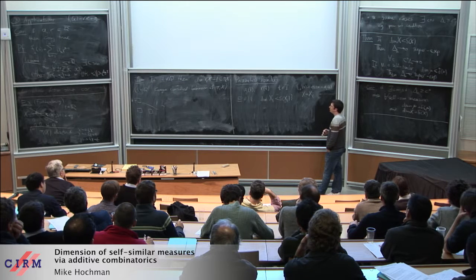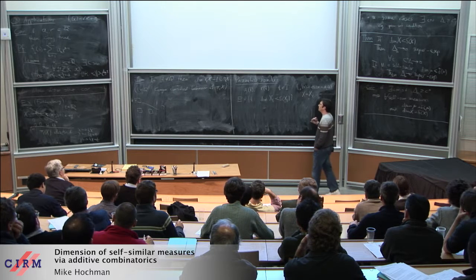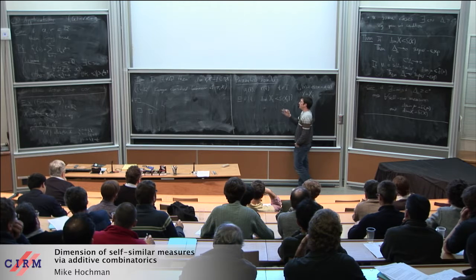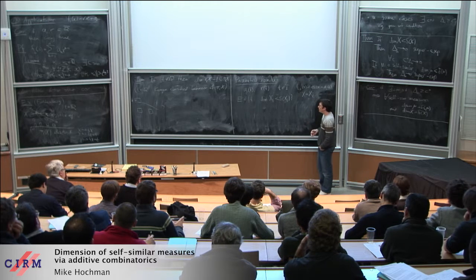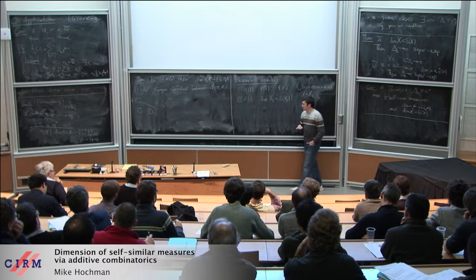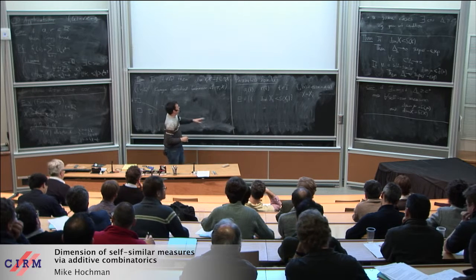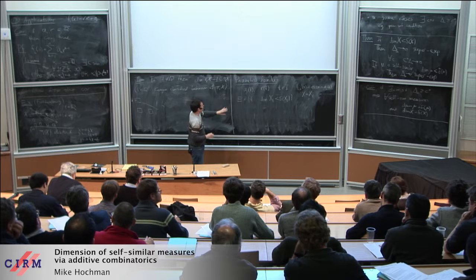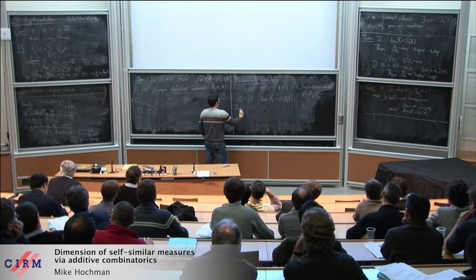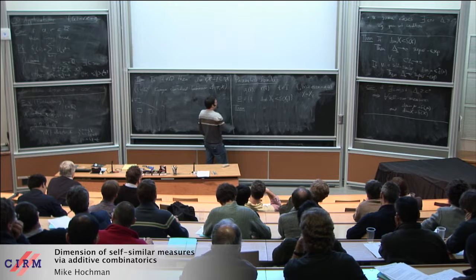So that goes back to Pollicott and Simon, I think. Well, of course, to Marstrand, and then in some more sophisticated cases, Pollicott and Simon, and Peres and Schlag, and many improvements. I think I won't have time to explain it, but let me just tell you what this theorem gives you.